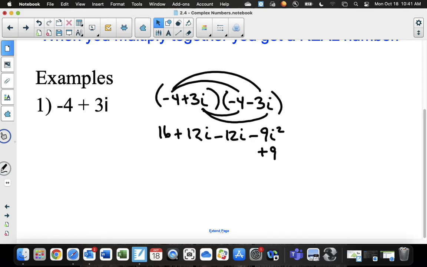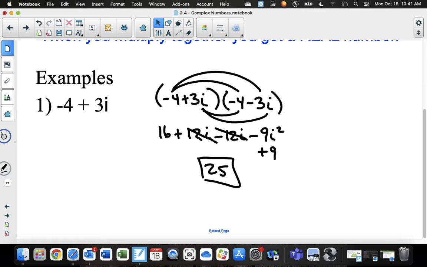Which, if you notice, positive 12i, negative 12i, those cancel out. 16 plus 9, there's the real number that we were talking about. We ended up with 25 as an answer. Now, here's the question that I have for you. And this is where it should make some sense if you understand what's actually going on here.